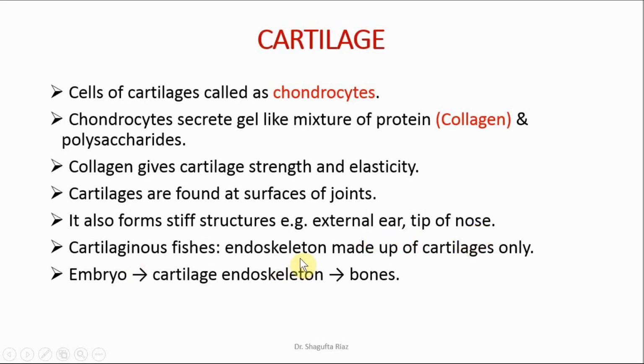You have noticed that the fishes that we eat at our home have an endoskeleton made up of bones. We remove those bones while we eat them. But there are certain fishes that don't have the endoskeleton made up of bone. Instead, they have an endoskeleton which consists of cartilages only. That's why these fishes are called cartilaginous fishes. Examples of cartilaginous fishes are sharks and skates. During development, the embryo also has the endoskeleton which is made up of cartilages only. In further development, these cartilages are replaced by bones.